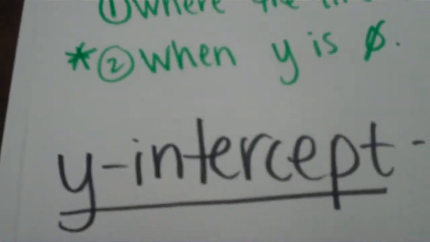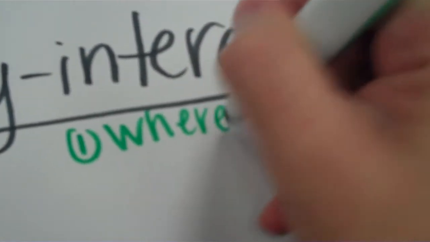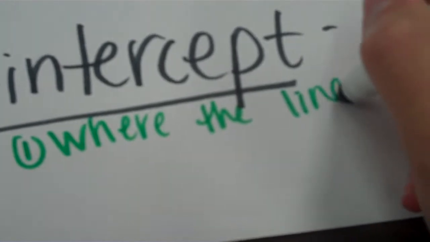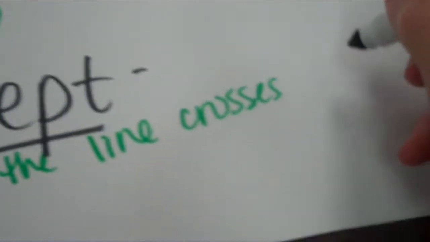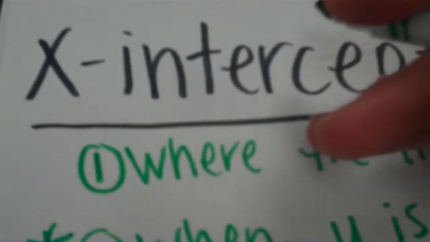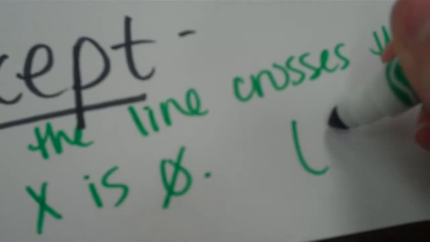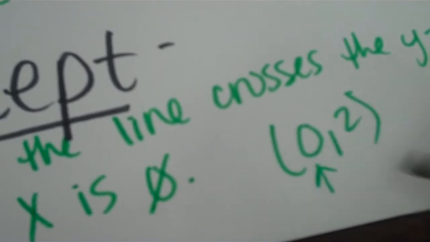Okay? Then the y-intercept is the opposite. So the first thing you need to know is that the y-intercept is where the line crosses the y-axis. And the second thing you need to know, which we've already talked about, is that it is when x is 0. So it's kind of the opposite. The x-intercept is when y is 0. The y-intercept is when x is 0. And this should be familiar because we've been writing the y-intercept as something like this, where the x is a 0. This is very important.